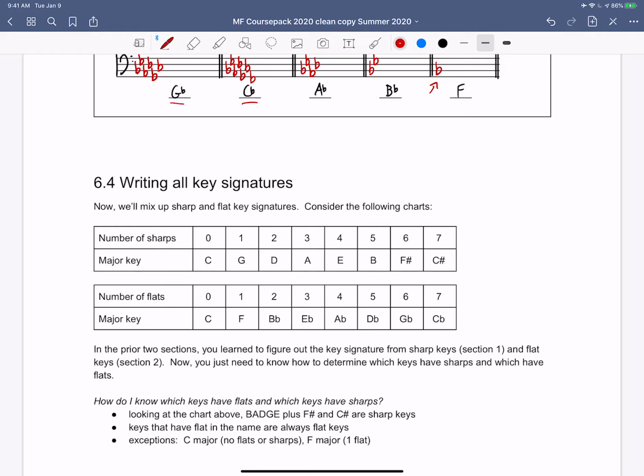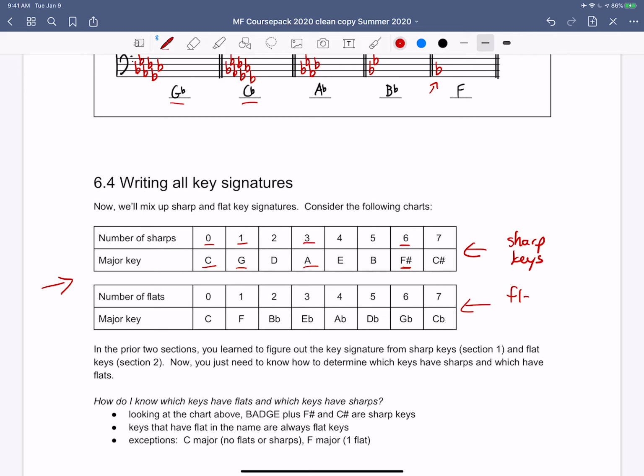And luckily, there are some pretty easy tricks to incorporate, and those can help you get to the right answer pretty quickly and accurately. So let's consider these charts here. What we have essentially on the top is your list of sharp keys. And yes, I have C major here for completeness. So you can figure out how to read this chart pretty easily, I'm sure. C major is the key with no sharps in it. It doesn't have any flats either, right? G major has 1 sharp. A major has 3 sharps. The major key with 6 sharps is F sharp major.